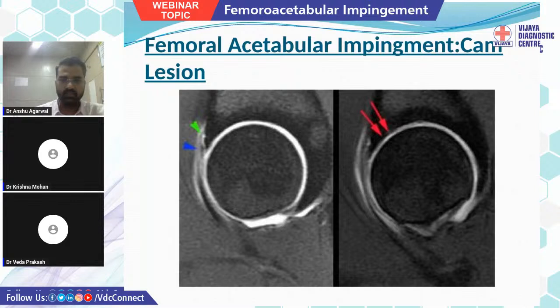Now, this is a classical example of a patient with cam deformity, and we can see that there is an anterosuperior labral tear with a small, tiny paralabral cyst, which ultimately happened because of the cam lesion. And we can see there is a small area of cartilage loss appearing hypointense on T2 sequence in the anterosuperior region of the acetabulum.